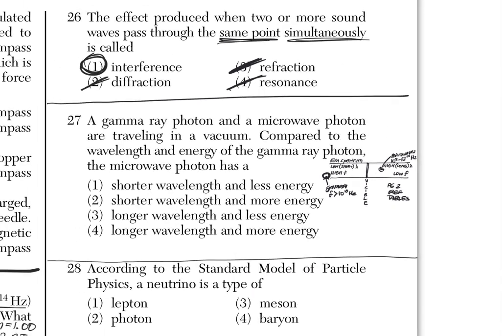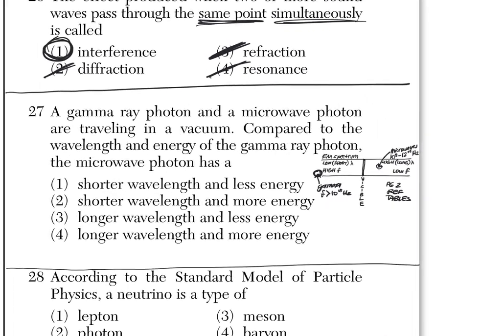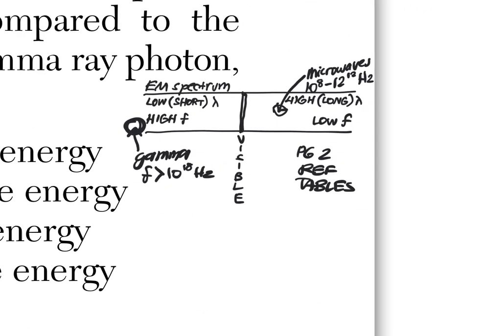And then it says, so comparing the two, the microwave photon as compared to the gamma rays, microwave has a lower frequency relative to gamma rays, and since f and lambda are inversely proportional, it would have a higher wavelength, a longer wavelength as well. And then it refers to the energy.